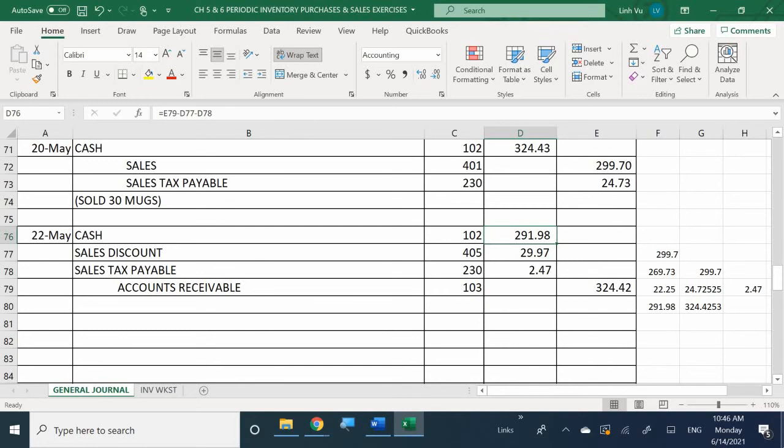But in our books, he owes us right now a grand total of $324.42, excuse me. We took the discount of $29.97, and we had to give back $2.47 worth of tax, because he's being charged at the discounted amount.